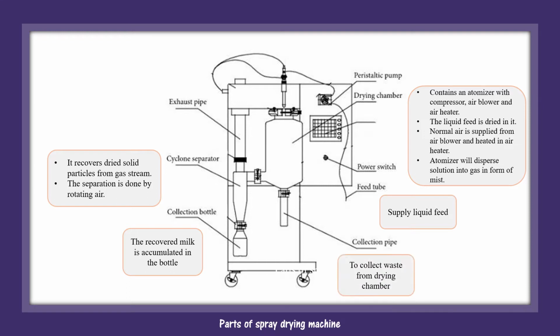The next part is collection pipe, which is to collect waste from drying chamber, and the exhaust pipe is to remove air and water vapor, and then the peristaltic pump is to move liquid feed to other chamber.